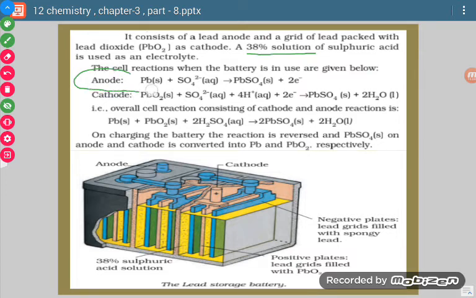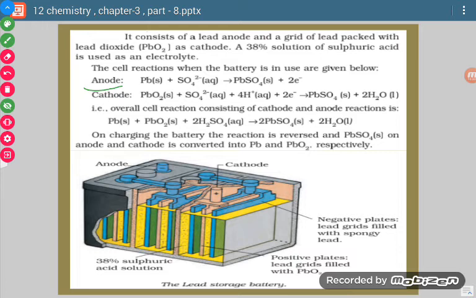At anode, lead undergoes change. So you have to remember two things. First thing, sulfate ion is to be reacted in the anode reaction and also the cathode reaction. Second thing, in case of cathode reaction, you have to remember that H positive ion is also to be added. So let us start.